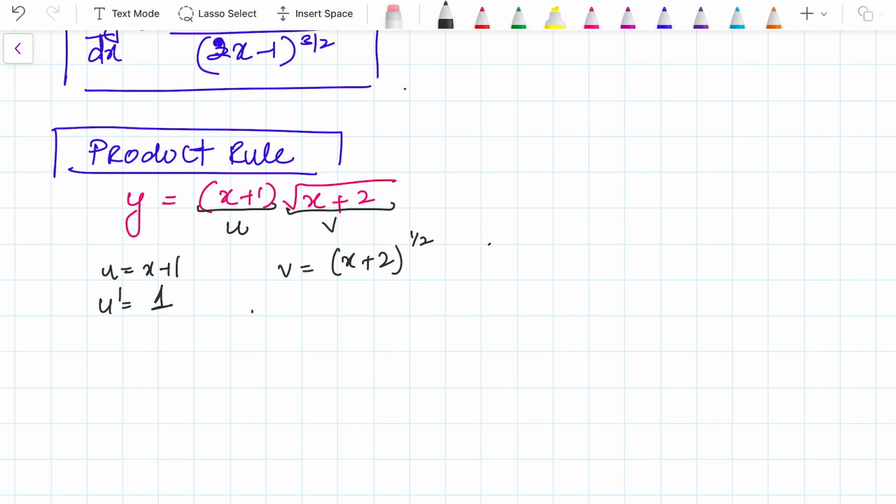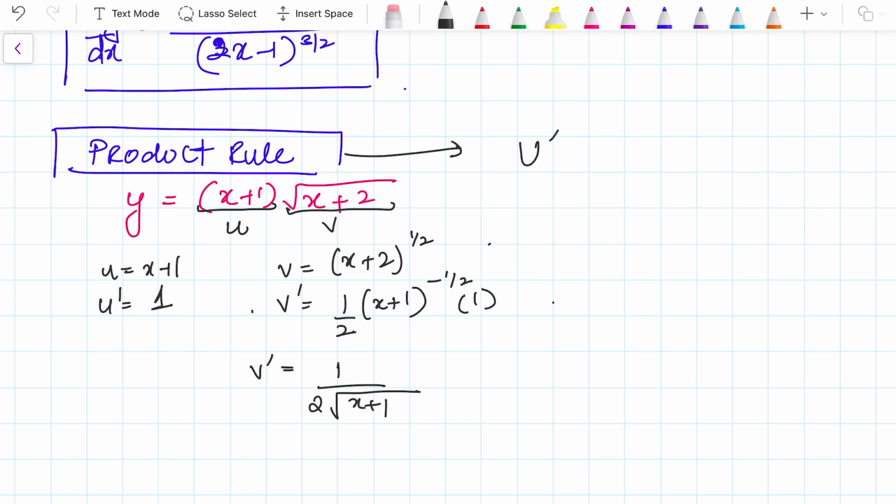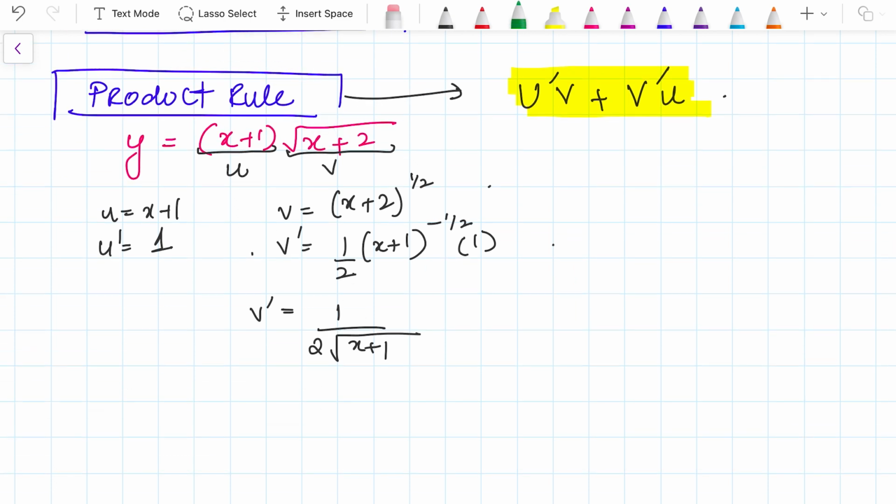U bar will become 1 and V bar will become power comes down, subtract 1 from the power, and the differential of the inside expression is this. 1 upon 2 under root x plus 1. This is my V bar. Now what is the formula of product rule? U bar V plus V bar U. Some people also say it's U dash V plus V dash U. U complement V plus V complement U. All of them are correct. These are different terminologies. Now U bar V plus V bar U.